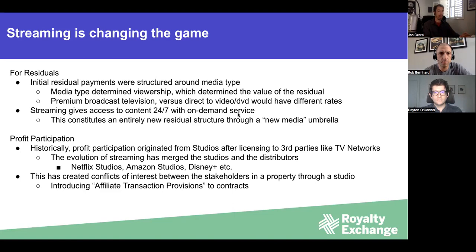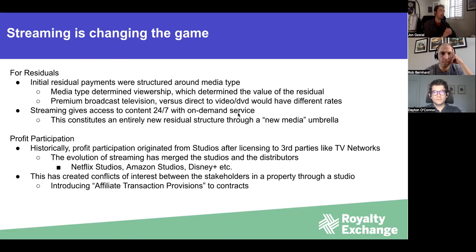So that has introduced things like the affiliate transaction provision, which is pretty common in contracts now, or the imputed license fee, which is another way that creators protect the value of their IP. And basically what this means is that the license fee paid between the studio and the distributor needs to stay at what would be considered market value for similar properties, right?